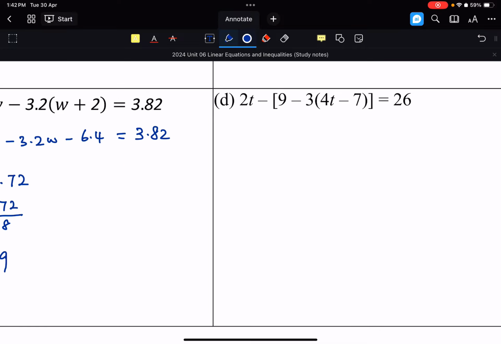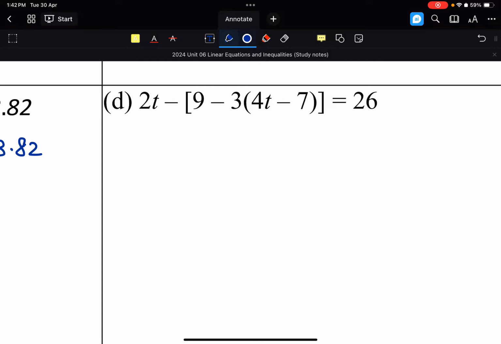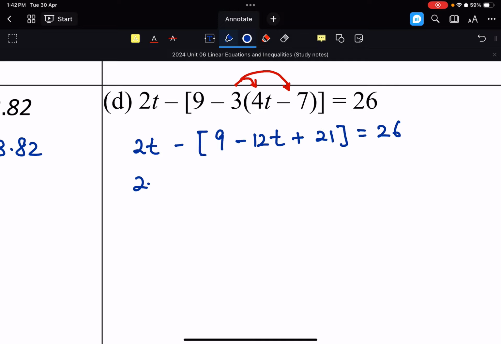Okay, part D, this time around we have nested brackets, right? So what do we do? We peel it off layer by layer. So we'll start with the negative 3 distributing in. So what do we get? We get 2t minus 9 minus 12t plus 21 equals 26. After that, we simplify things a little bit. That will give us 30 minus 12t equals 26.